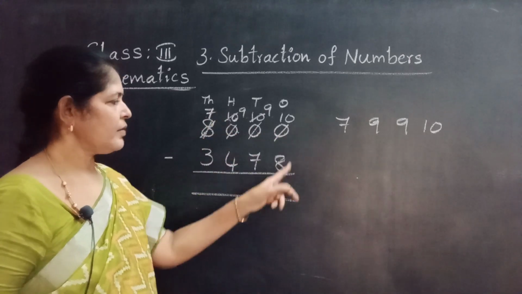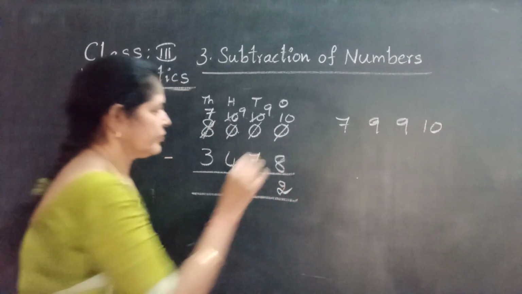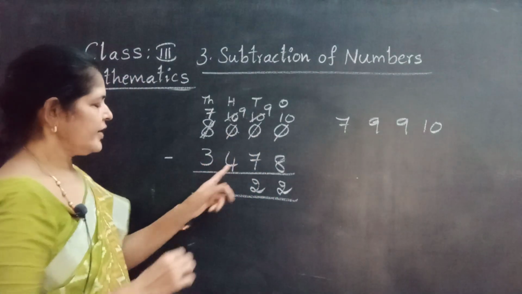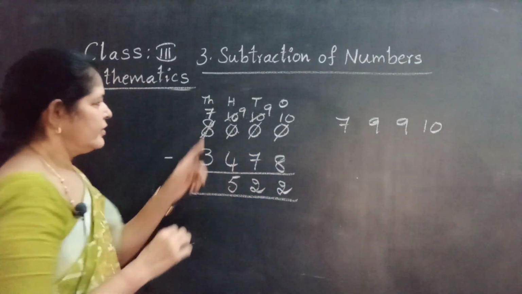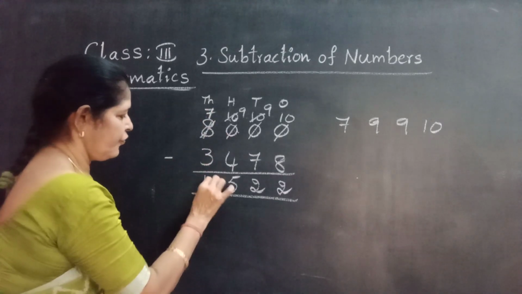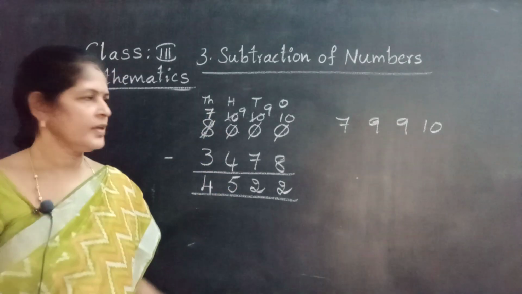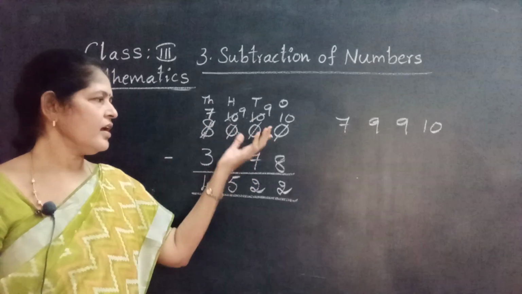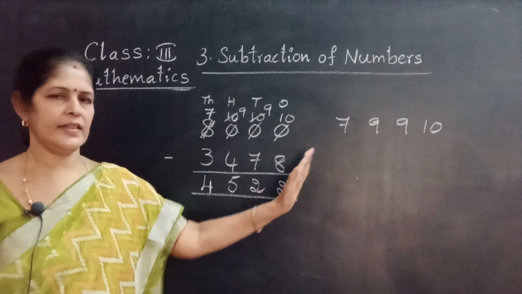Okay? Now 10 minus 8, 2. 9 minus 7, 2. 9 minus 4, 5. 7 minus 3, 4. Okay? This is going to subtraction of zeros. If zeros are there, using concept like this.